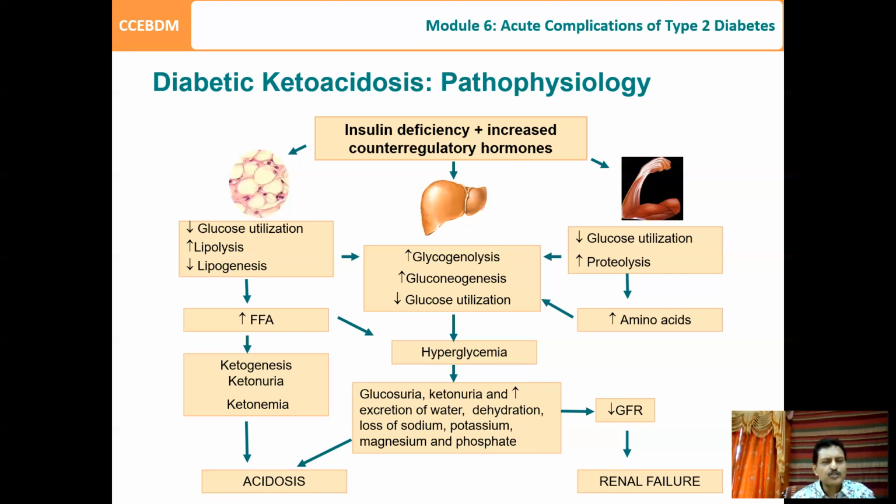Once the GFR is low, it means that the glucose cannot come out into the urine, and that will contribute to a further hyperglycemic state and hyperosmolar state. So the GFR, or the renal function, is a very, very important issue when we are considering the pathophysiology of diabetic ketoacidosis.